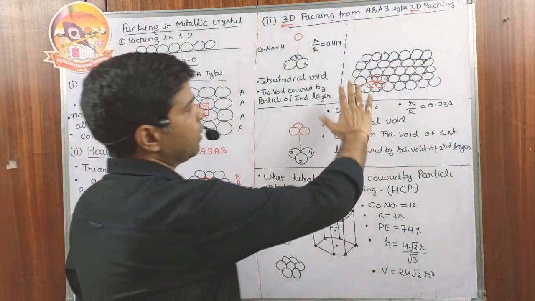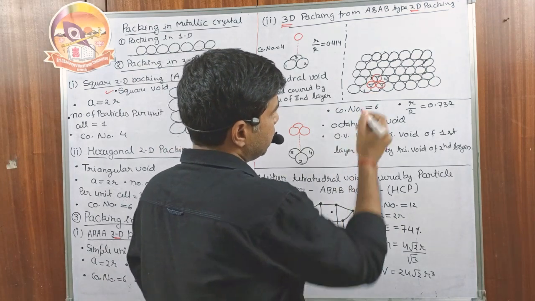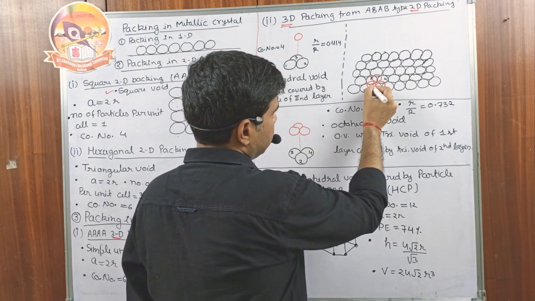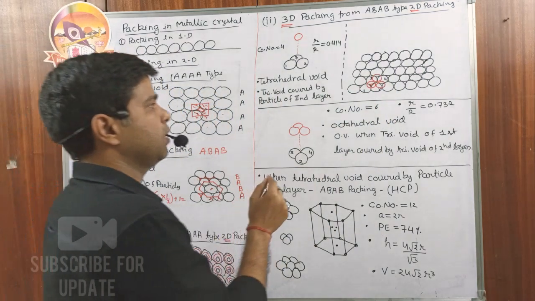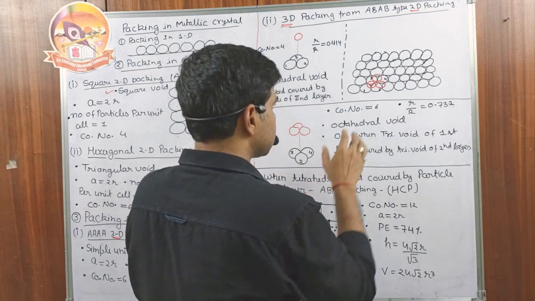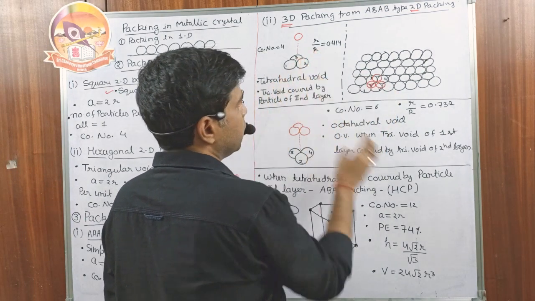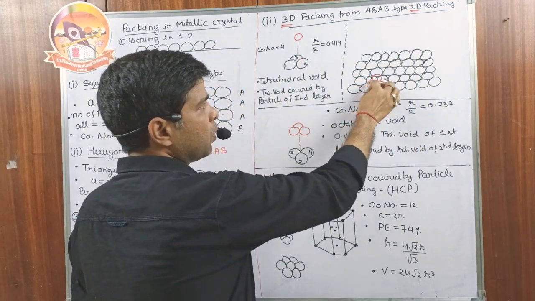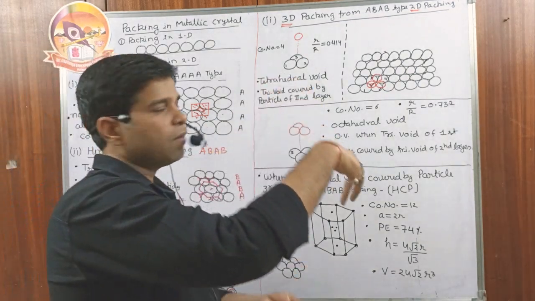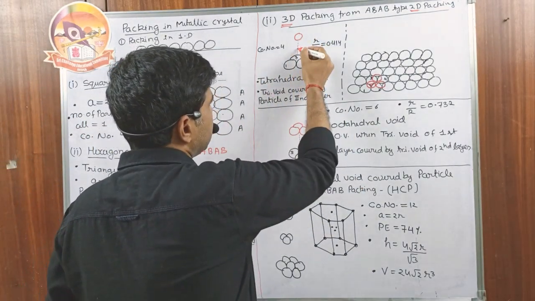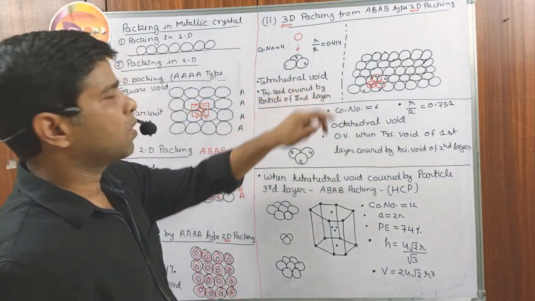Look, black particles are the particles of the first layer. What I do in this one is that the triangular void of the first layer is covered by a particle of the second layer. In the first layer we have particles 1, 2, 3, and on the triangular void of 1, 2, 3 we have another particle, red. So the void space between the particles 1, 2, 3 and this red particle is called the tetrahedral void.